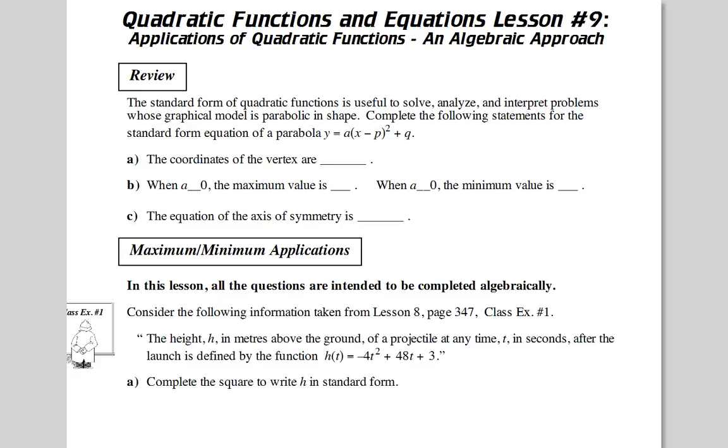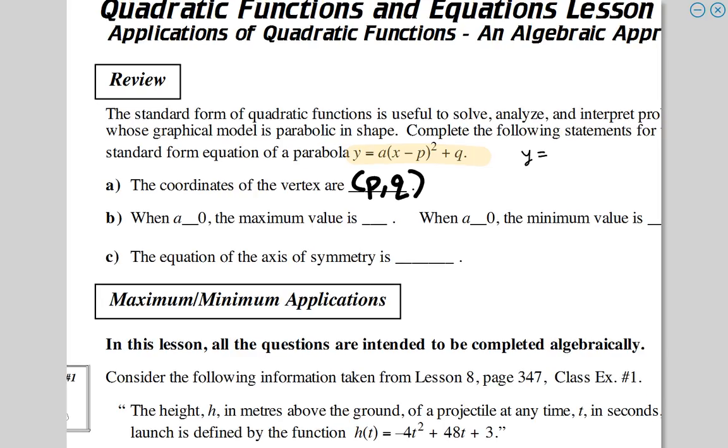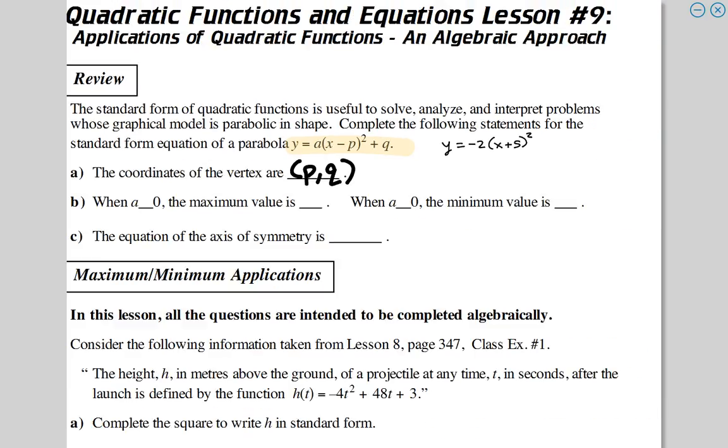Okay, so they're giving us the vertex form. And remember what the vertex form gives us, the coordinates of the vertex, right? The coordinates are (P, Q). So for example, let's just put in a number. Let's say y equals negative 2(x + 5) squared minus 7. What's the coordinates of the vertex?